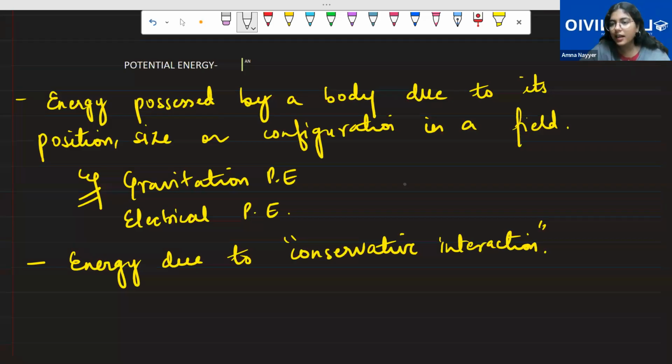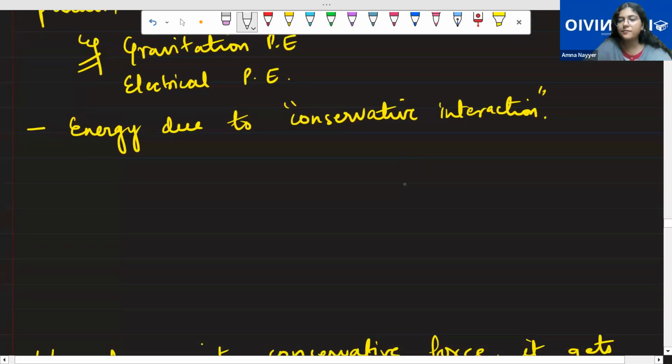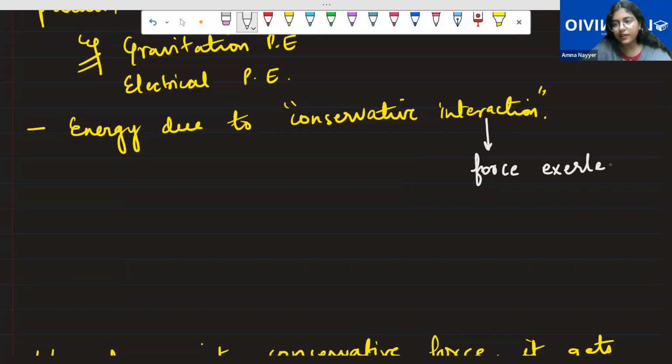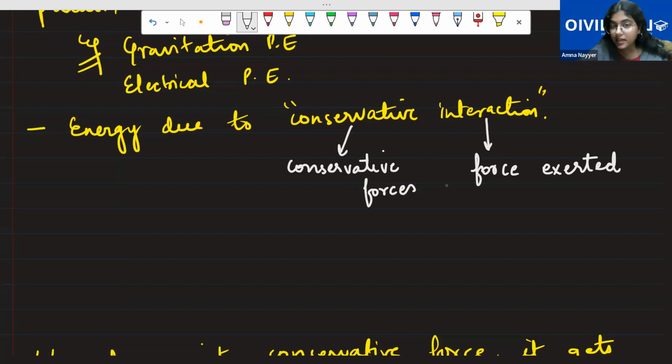See, when we say conservative interaction, interaction means forces getting exerted. That is what is meant by interaction. While conservative means the conservative forces that we have studied, all the conservative forces. So energy due to conservative interaction means when the conservative forces are there.